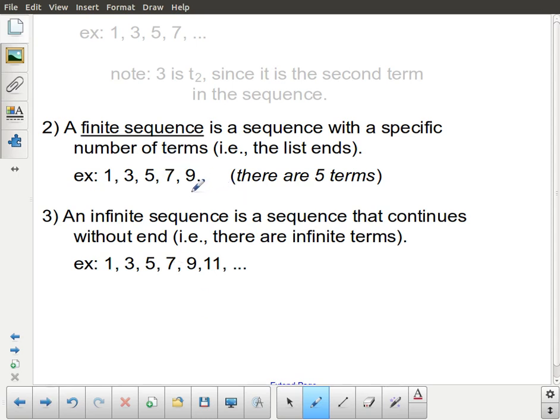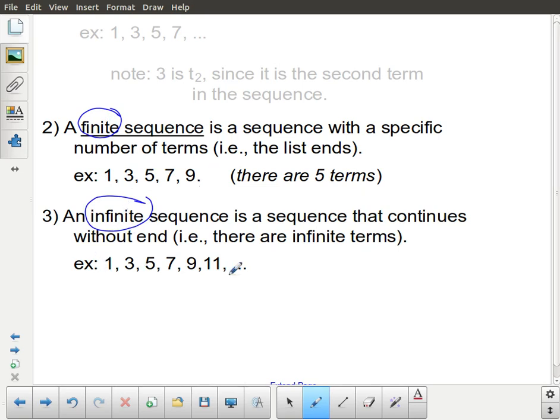Now, you can also have a couple of definitions for sequences. You can have a finite sequence, but you can also have an infinite sequence. And they are really just relying on the definition of those two words. A finite sequence means there's a limited number of terms, 1, 3, 5, 7, 9. There are 5 terms in this sequence, and that is it.